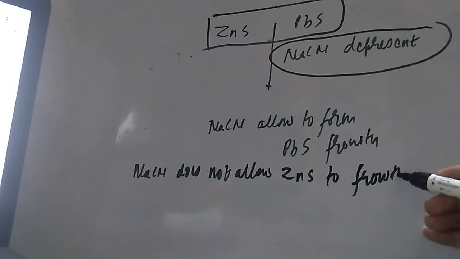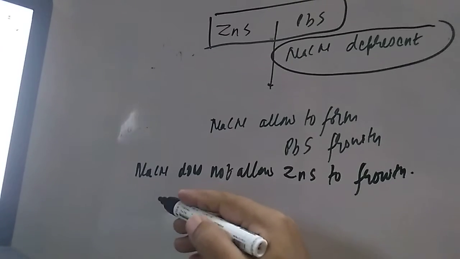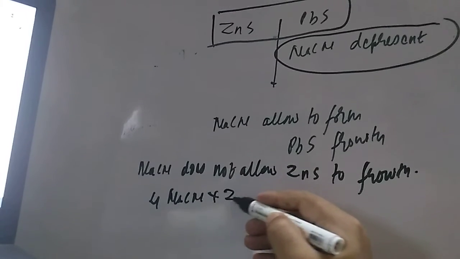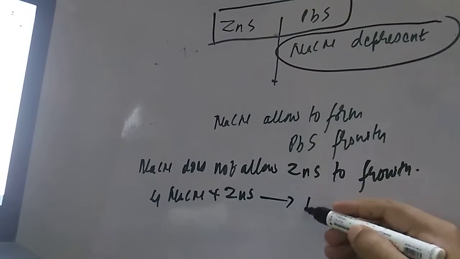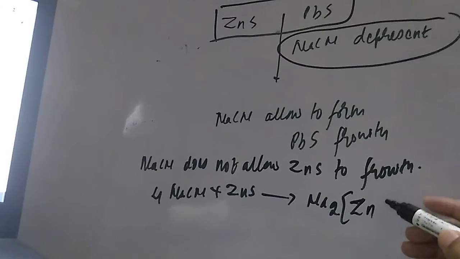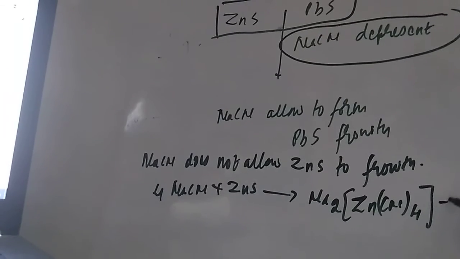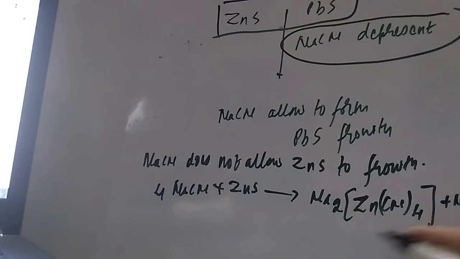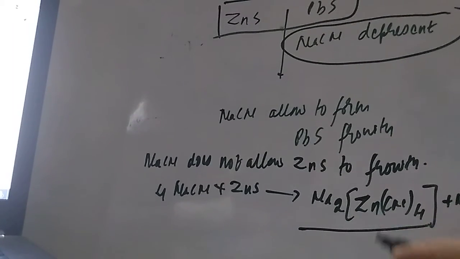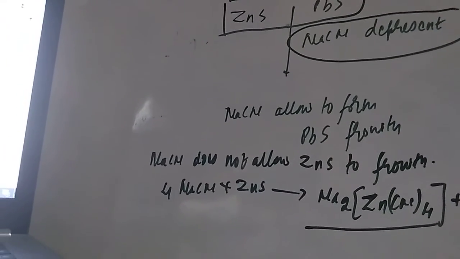How does it not allow the froth to form, student? Because it reacts with ZnS and gives a complex compound. See student, 4NaCN reacting with ZnS will give Na2[Zn(CN)4], and it will give Na2S also. Because of this compound, Zn will not form the froth. So this is all about question number 2. Now let us move to question number 3, student.